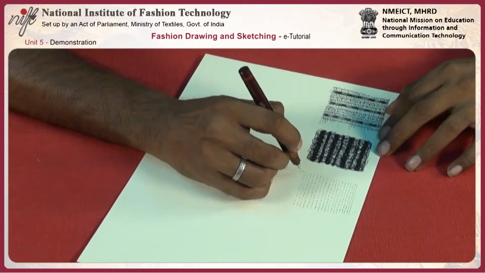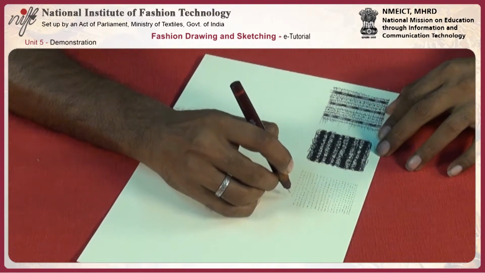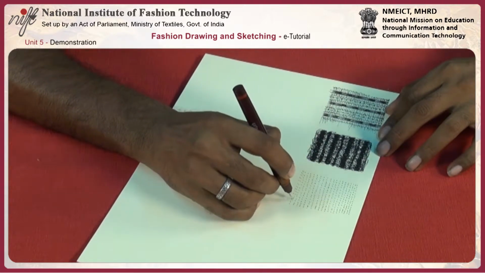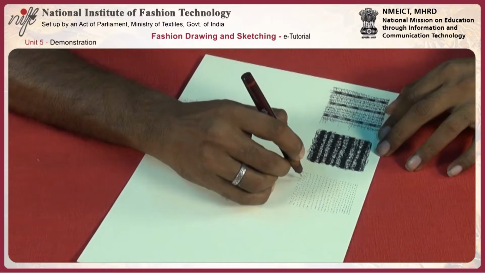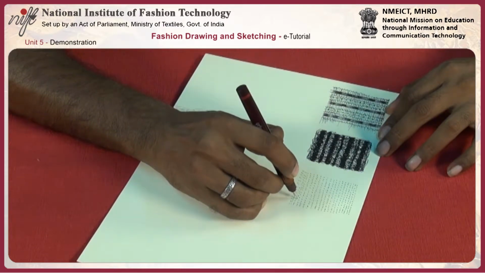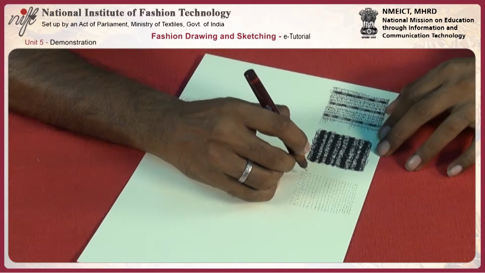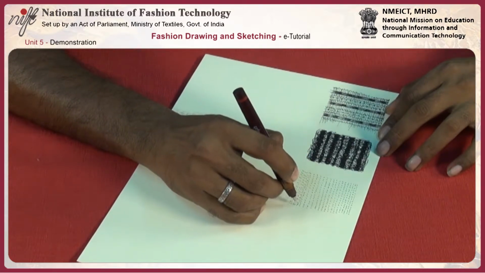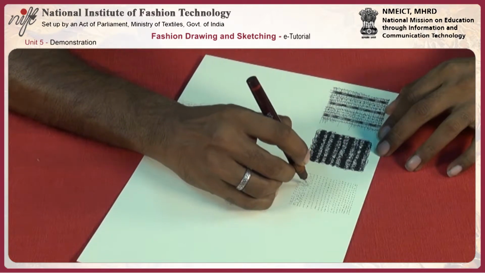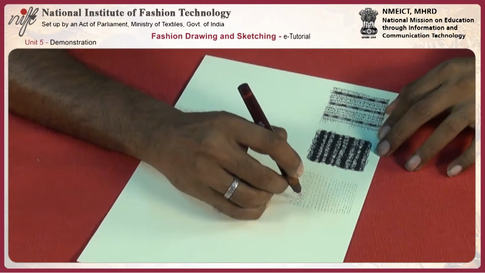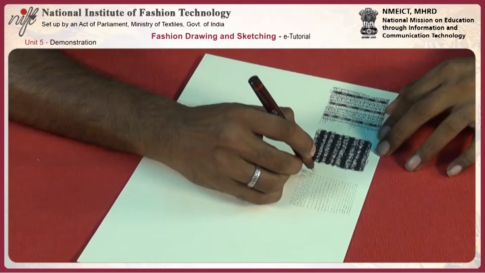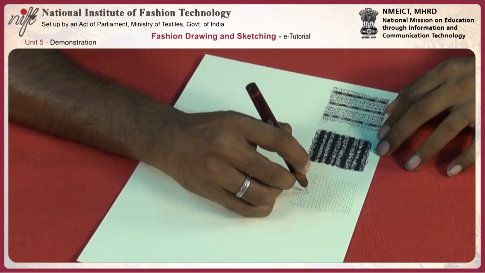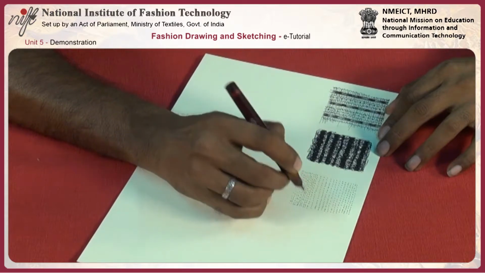As I am using a rapidograph pen, I must be very careful on the amount of pressure that I am applying on the pen. Now you can clearly see that I am using more dots in between the spaces created previously.